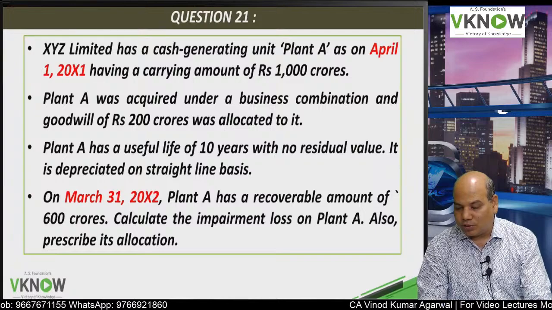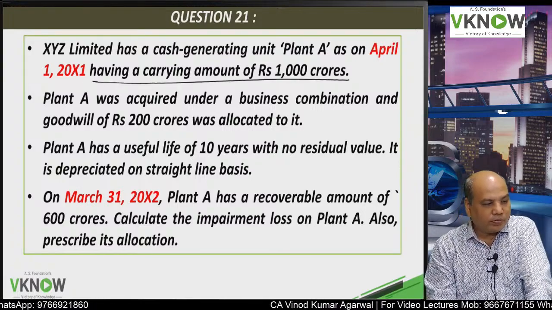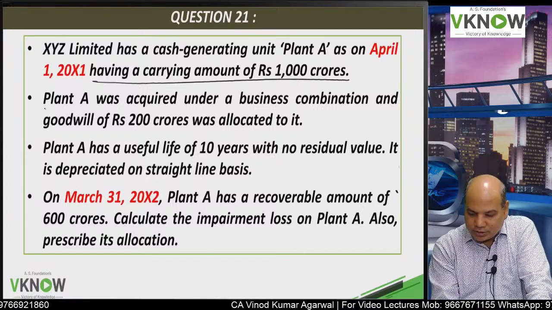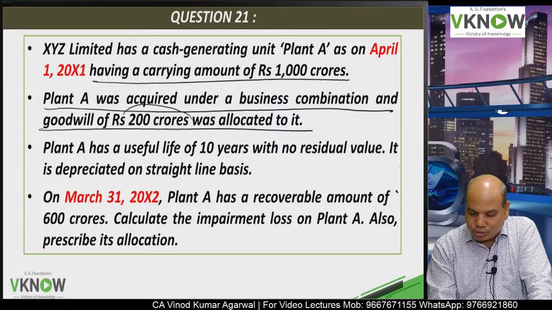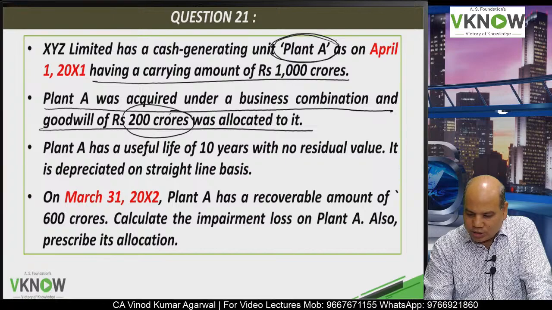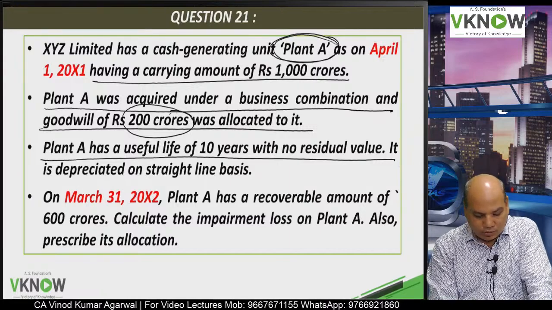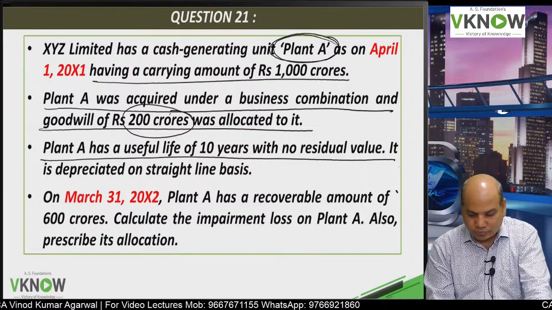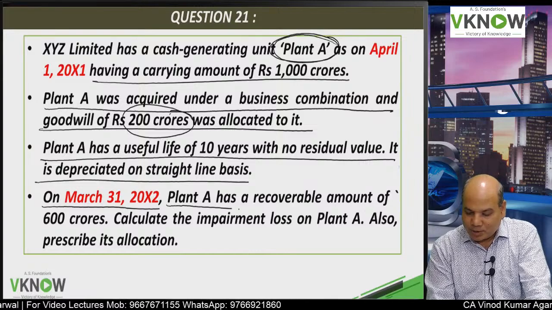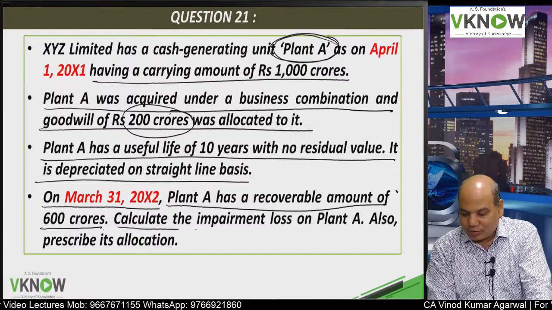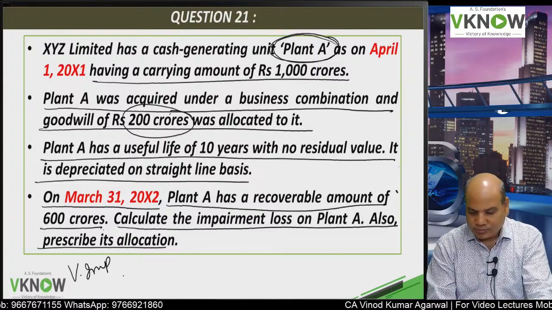XYZ Limited has a cash generating unit, plant A, as on 1st April 2001, having a carrying amount of 1000 crore. Then the plant was acquired under a business combination and a goodwill of 200 crore was allocated to it. So here goodwill is allocable to plant A. Plant A has a useful life of 10 years with no residual value. It is depreciated on straight line basis. On 31st March 2002, plant A recoverable amount is 600 crore. Calculate the impairment loss on plant A and also prescribe the allocation. Very important question for goodwill.